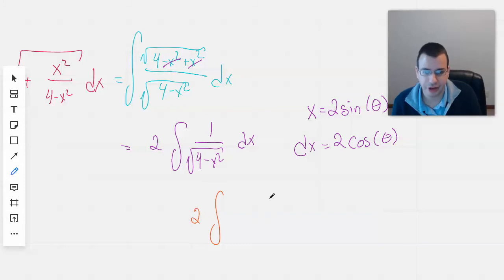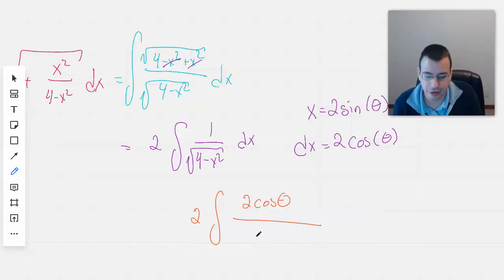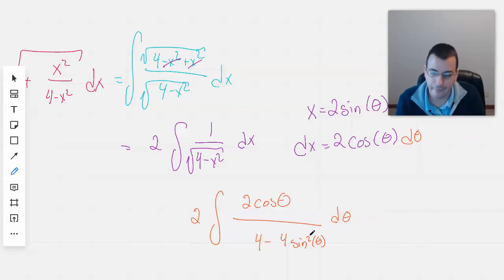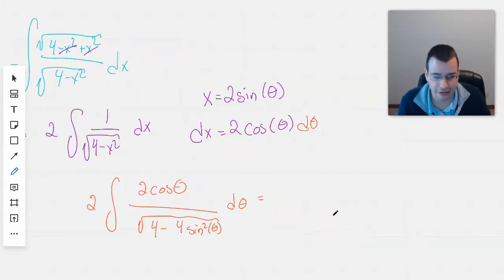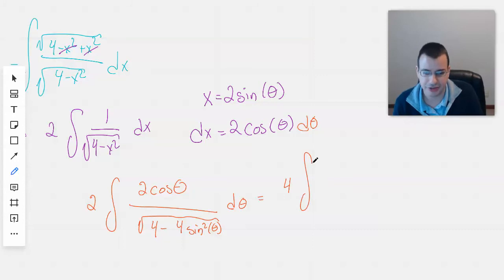So on the top we'll have dx, which will be 2 cosine theta, over 4 minus 4 sine squared of theta. Had the parentheses up there, but not down there. There should also be a d theta over there. You can think of it as the chain rule. Square rooted. Rewrite things slightly. And we have, let's say 4 on the outside, just factoring out the 2. Leave out the cosine theta. And then we're going to have square root of 4 times square root of 1 minus sine squared. I'm just going to leave off the theta this time.